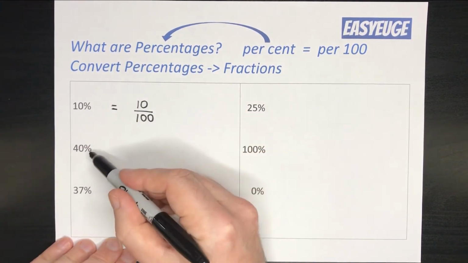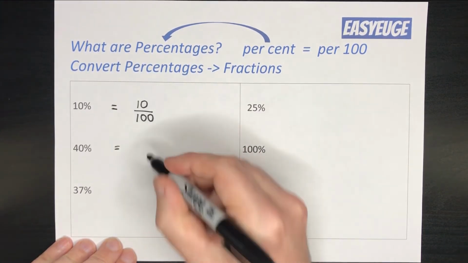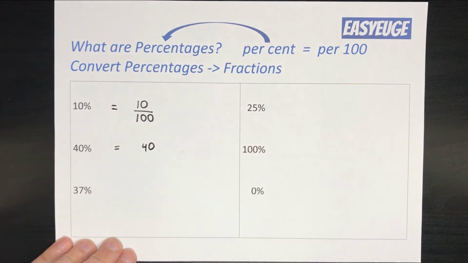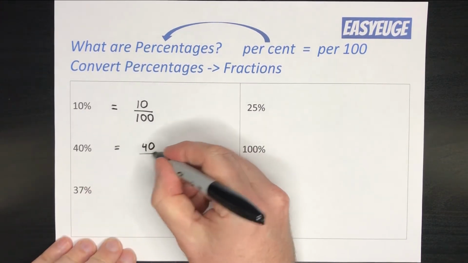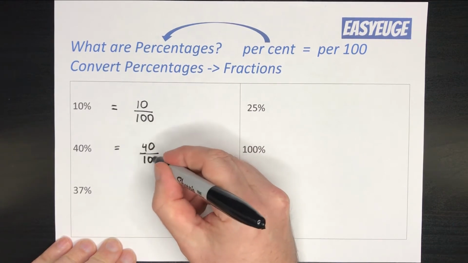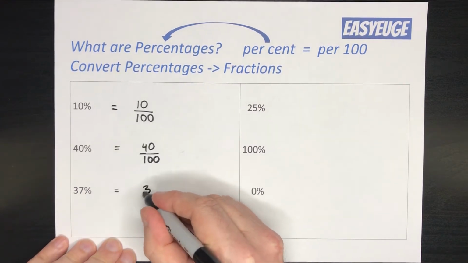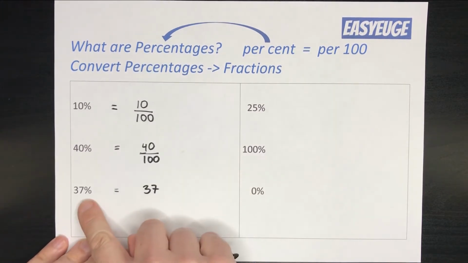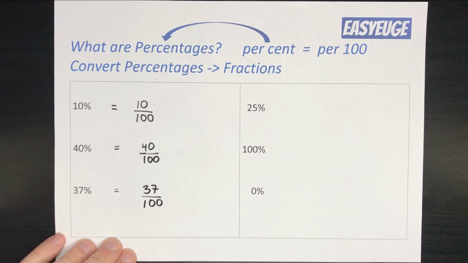So let's do that again for 40%. What would this look like? Well, you write down the number that you see, 40, and it is percent. That means per 100. There we go. 37%, this is a very different looking percentage, is 37, that's the number, simply divided by 100. And there we go. There's the first three done.